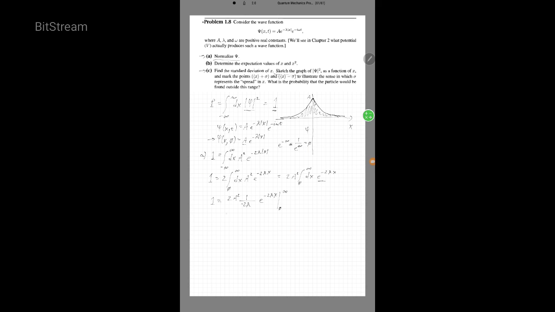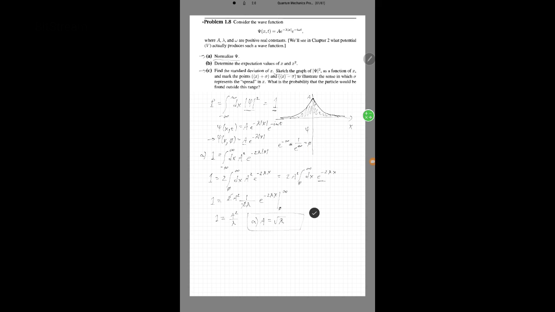I can go ahead and evaluate that. So e to the 0 is just 1. E to negative infinity is 0. So we're just going to get, and then our 2's are going to cancel, and we just get a squared over lambda. I solve that for a, and I get that a is the square root of lambda.